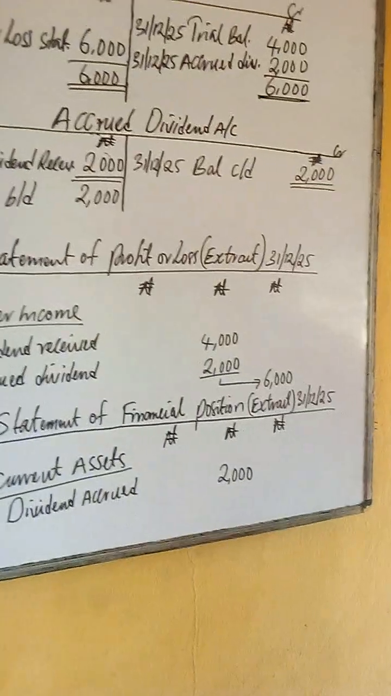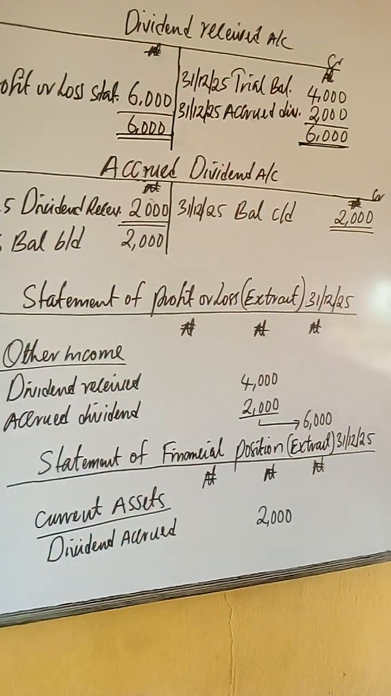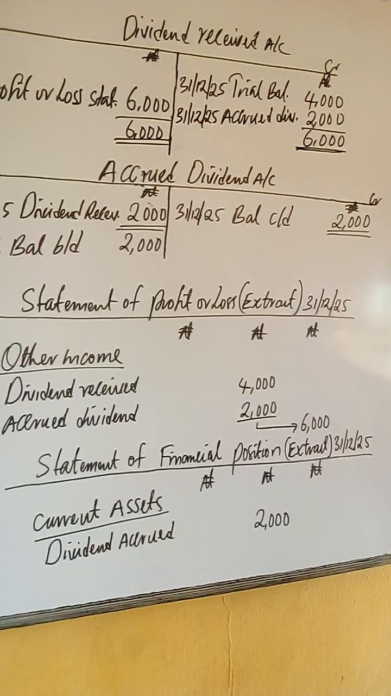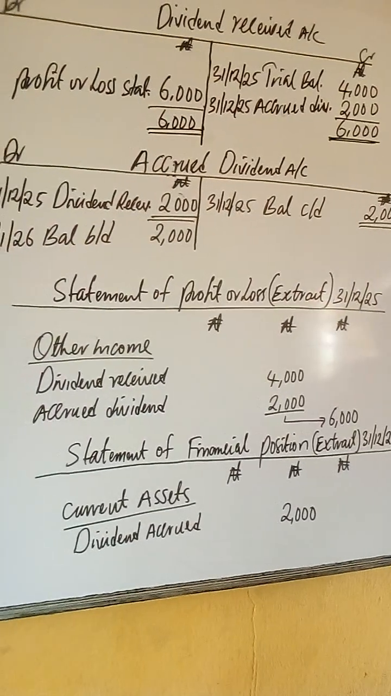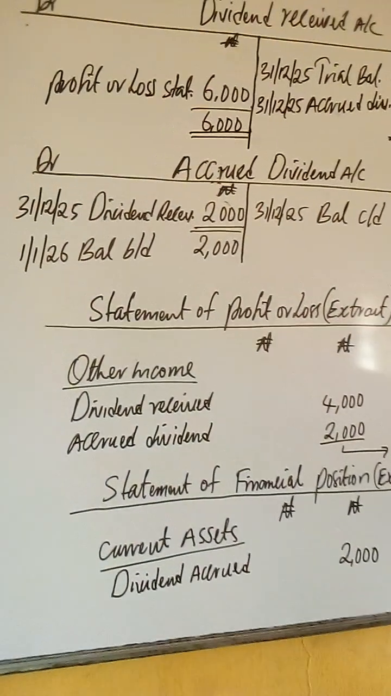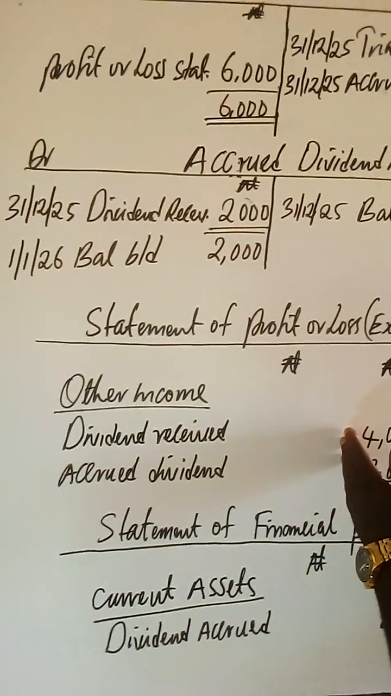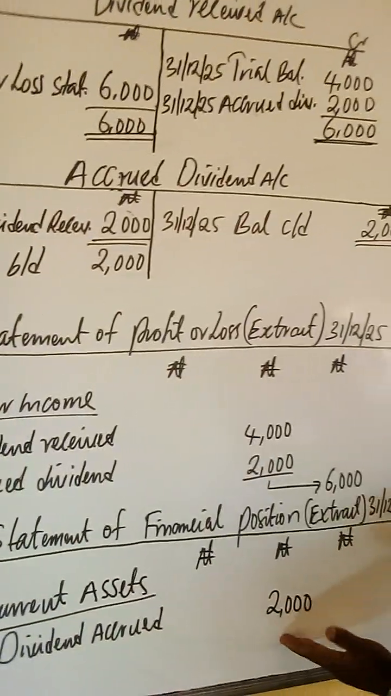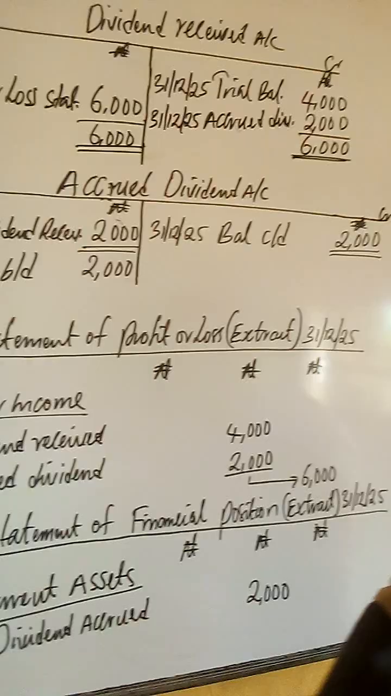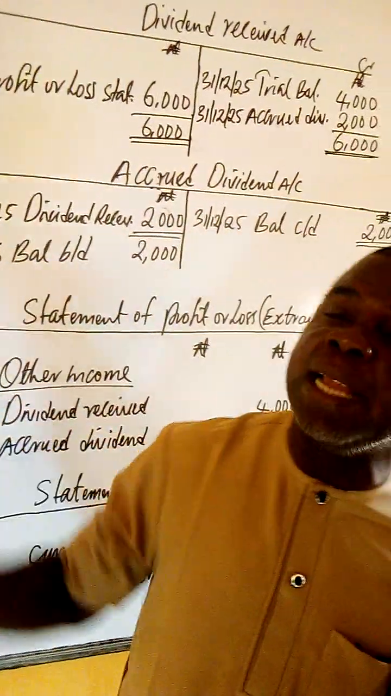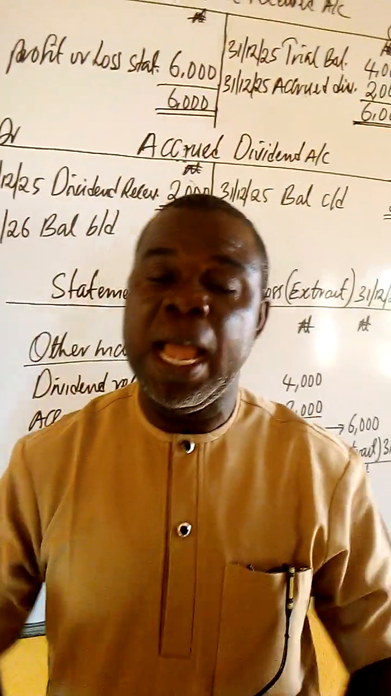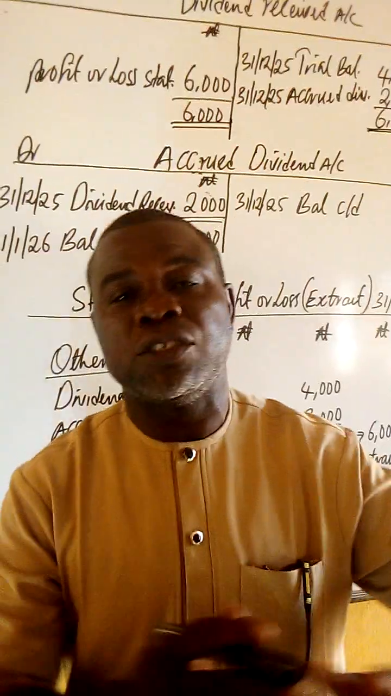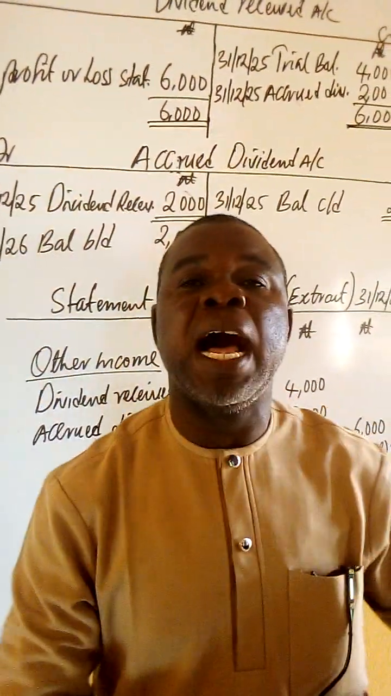This is how the adjustments are made in the financial statements. Mind you, any adjustment must have two effects. Like here, it has an effect in the profit and loss account, and it also has an effect in the statement of financial position. Mind you, this is the end of accrued income, and this is how accrued income is treated in the financial statements.